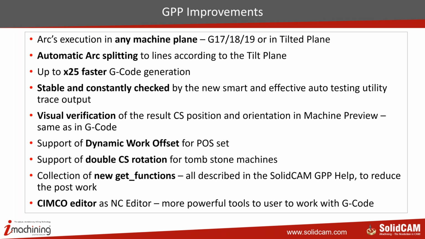We have support for double coordinate system rotation. It's mainly used for tombstone machines, when you want to rotate your coordinate system twice until you get to position. I think we will make a webinar about these functionalities. We have a huge collection of new get functions. For GPP writers this is good news, because what you can do in one row you sometimes needed 20 for, so it reduces the post work.